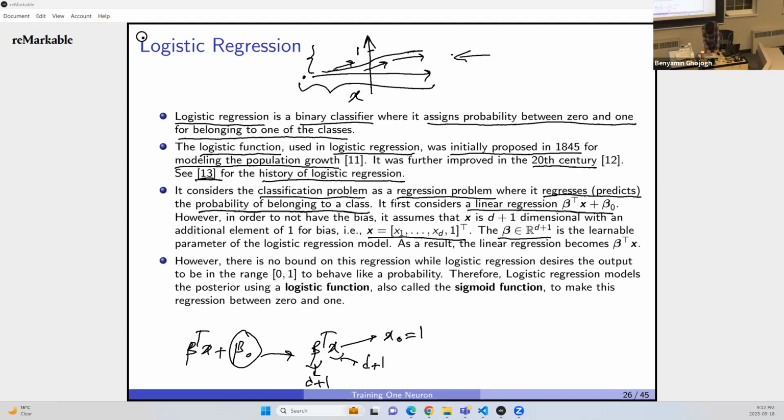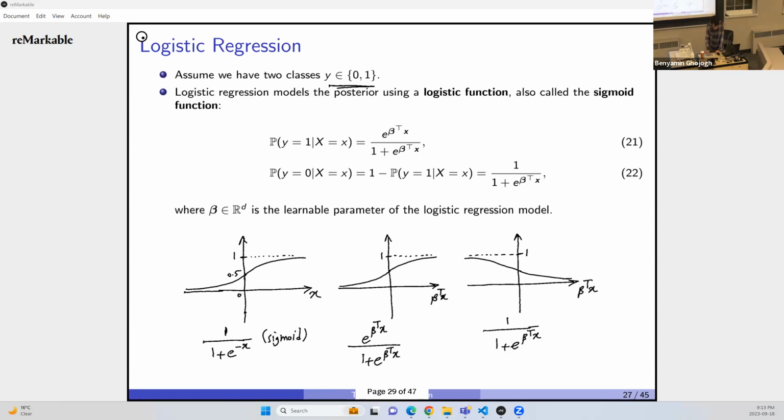However, as I said, we use the logistic function. It is also called the sigmoid function. The logistic function, also called sigmoid. So assume we have two classes, therefore the labels y are either 0 or 1. Logistic regression models the posterior using a logistic function. So what does it do? It works with the posterior and says, let's model it using a logistic function. So I have this: e to the power of beta transpose x. Where did this power come from? This is exactly beta transpose x plus beta 0, where I absorb beta 0 inside beta.